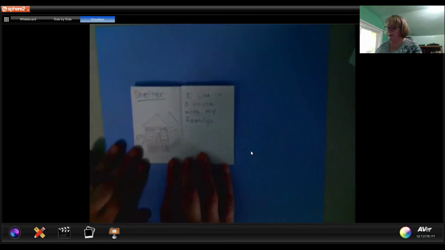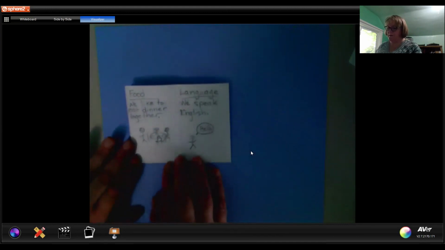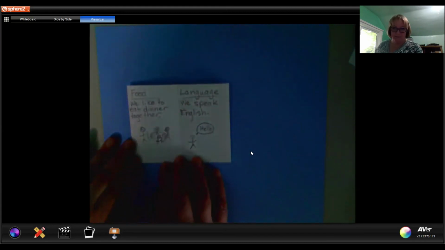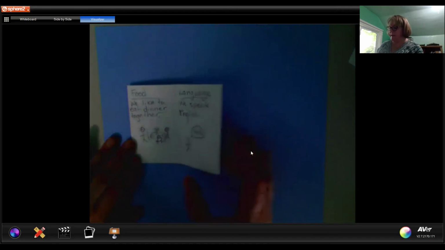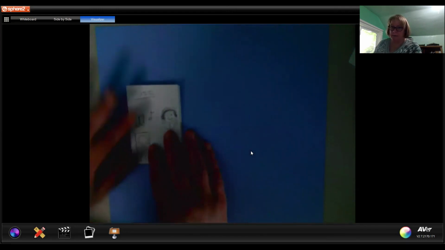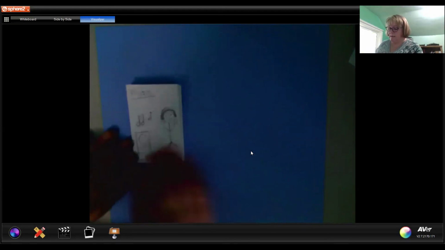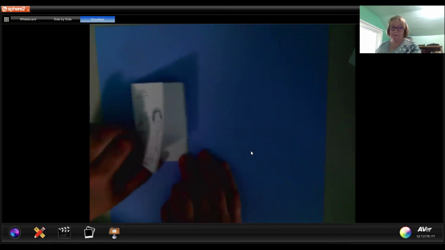Shelter. I live in a house with my family, and I drew my house. Food. We like to eat dinner together. Language. We speak English. Maybe you speak a different language. I know some students in my class that speak lots of different languages. Music, I like to listen to music.